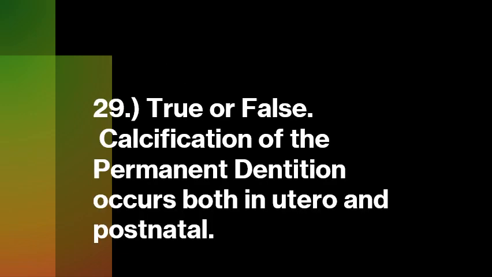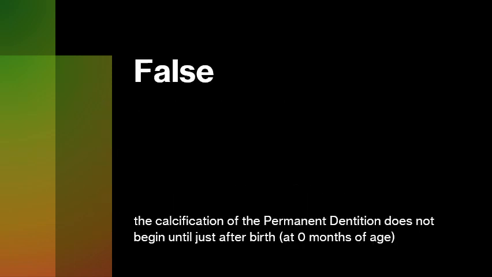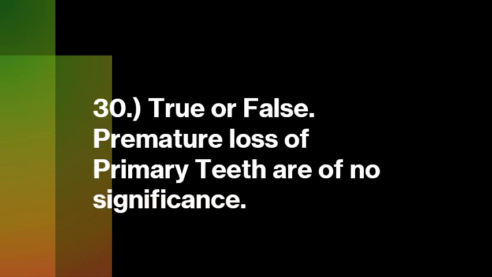So this is another statement. Calcification of the permanent dentition occurs both in utero and postnatal. Now, this statement is false. Why? Because the calcification of the permanent dentition is entirely postnatal and starts just after birth. And the first evidence of calcification of the first permanent molars is usually seen at the time of birth.